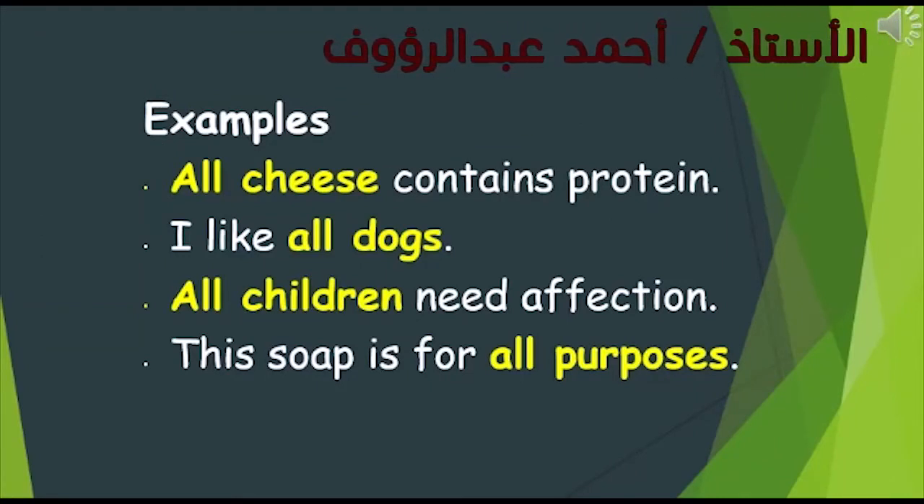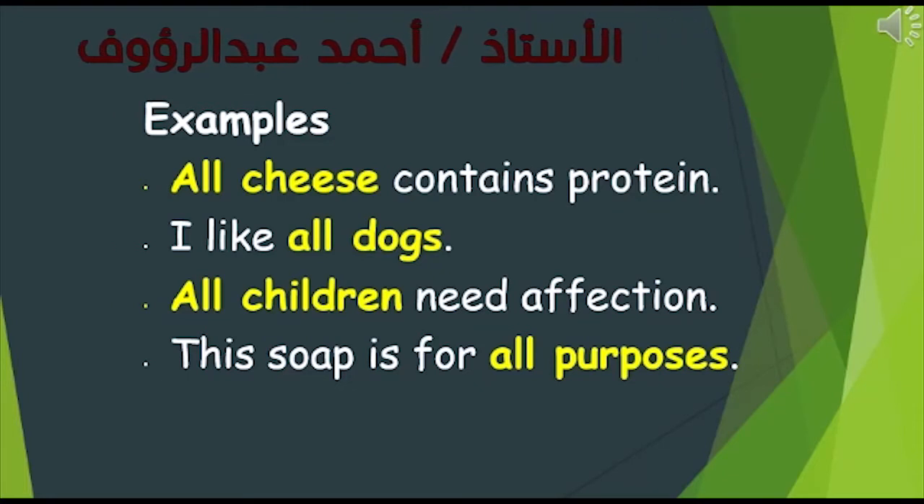Here are four examples. All cheese contains protein. I like all dogs. All children need affection. This soap is for all purposes. Cheese, dogs, children, purposes are four different nouns. The first one, cheese, is an uncountable noun. The other three nouns, dogs, children, and purposes, are plural nouns.